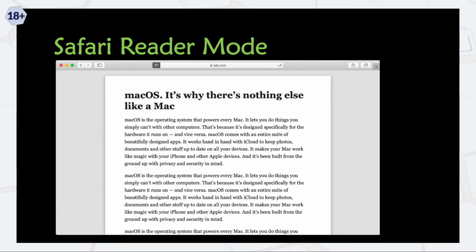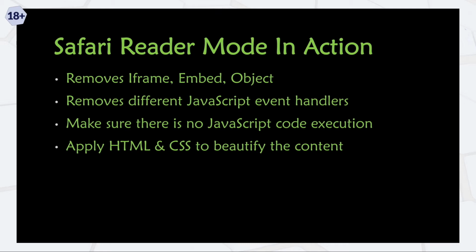As expected, Safari turned our ugly document into a very beautiful document, which is nicely formatted, clutter-free and easy to read. So let's talk about how Safari reader mode works in action. As soon as any normal document is turned into reader mode, Safari removes the iframes, different embedded elements, and also the objects. It also removes different JavaScript event handlers to make sure there is no JavaScript code execution at all. And at last, it applies HTML and CSS to beautify the content.